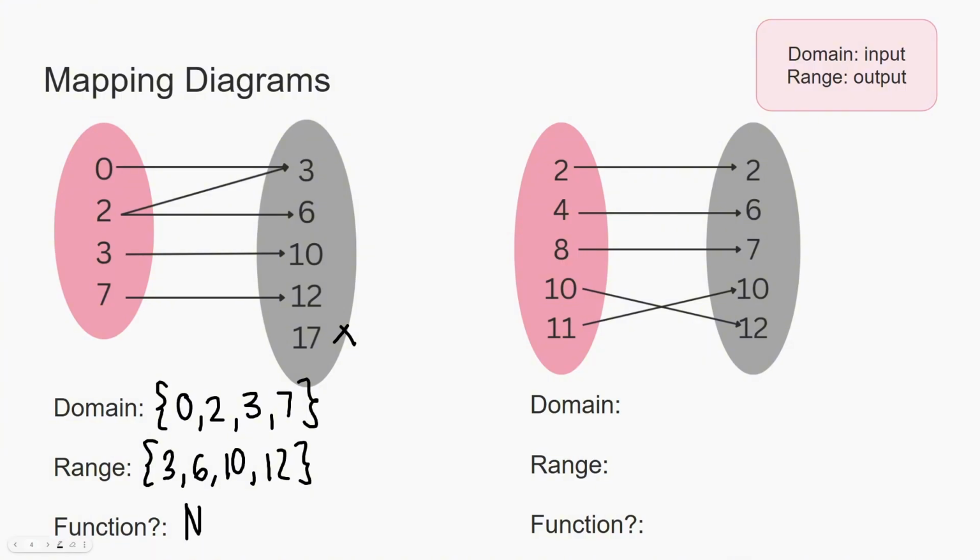No, it's not a function. And the reason why is because the 2 here is mapped to both 3 and 6. So as you can see, we have this repeated input of 2 here. For a function, we can only have 2 mapped to one thing.